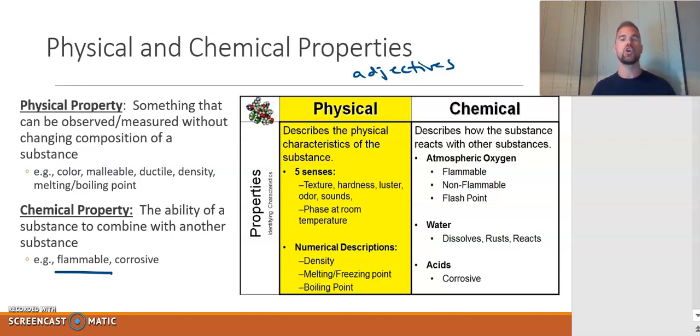Another example is corrosive. Okay? If I say something is corrosive, I am describing matter, but there's no way I would know something was corrosive unless it interacted with another substance. Other examples you can see here are in the chart. Examples of physical properties include the five senses. They also include the numerical descriptions I talked about, such as density, melting point, or boiling point. Chemical examples, on the other hand, are things like we talked about: flammable. Does it rust? Does it react with something? Is it acidic or corrosive? These are all ways we're describing matter. It's just a matter of, can we describe it physically or chemically?